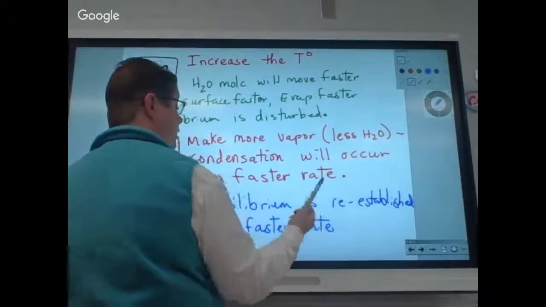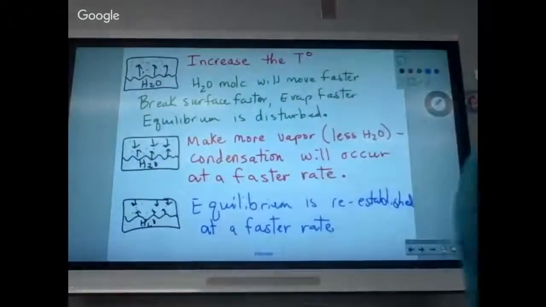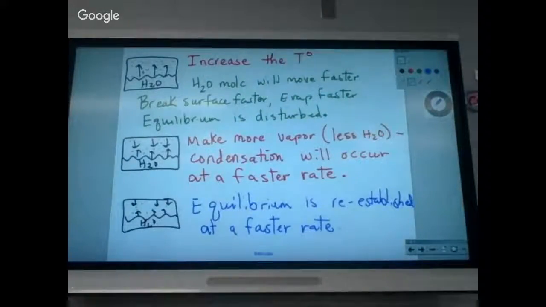Okay, so you get back to equilibrium. It's just going to be at a faster rate because you're evaporating faster and you're condensing faster because you changed the temperature. Now, would the same thing happen if we lowered the temperature? It would go the opposite direction. So catch up with me and we'll talk about it, but we're not going to write it.